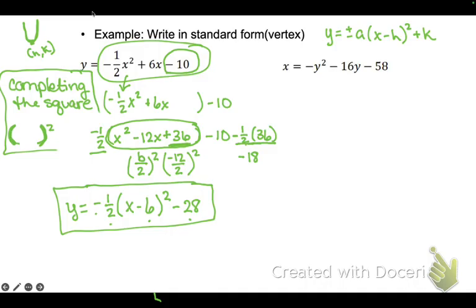So x equals, I really don't know why it's x equals, but we're just going to solve for x instead of y, right? Okay, so x equals negative y squared minus 16y minus 58. Kick the 58 out. Okay, so we're going to see if we can write down fewer steps just because. So I have negative 58.